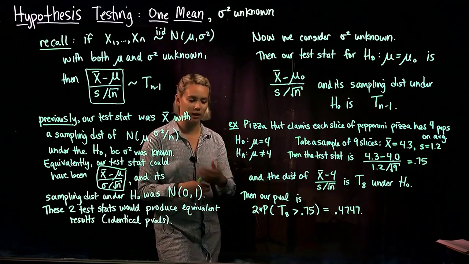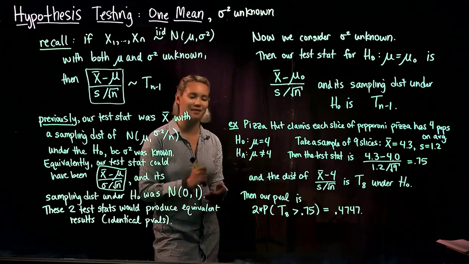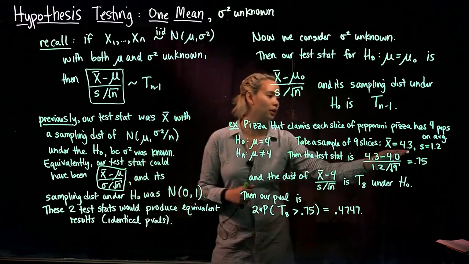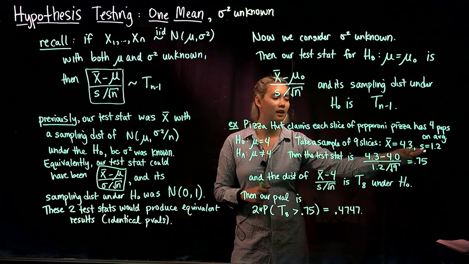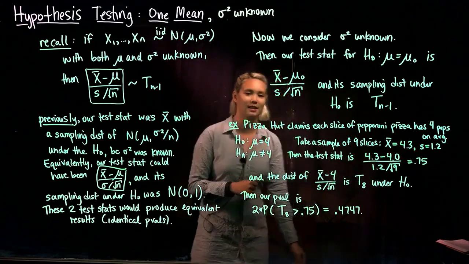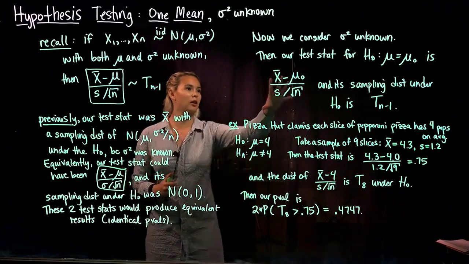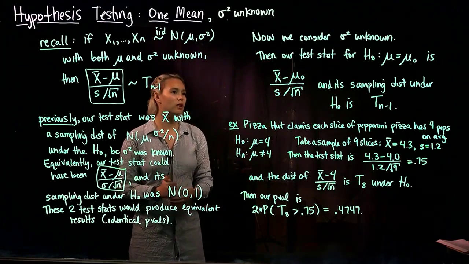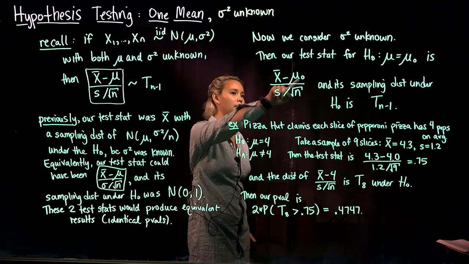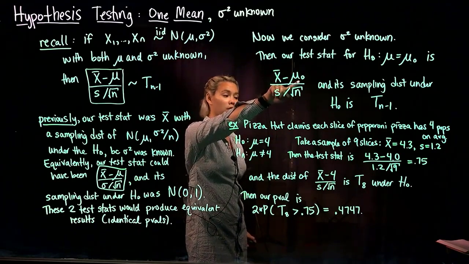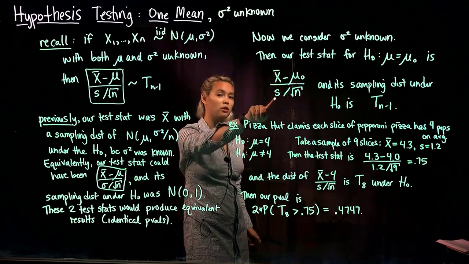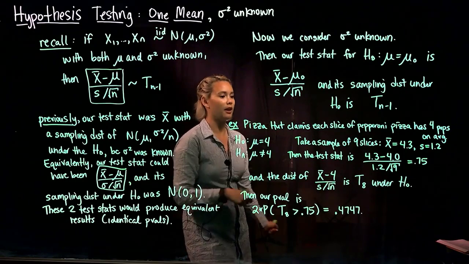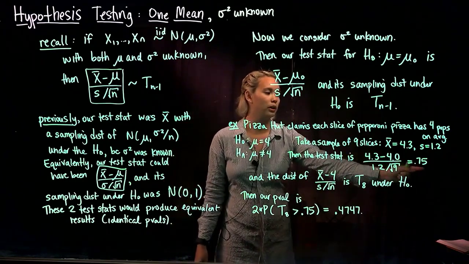So say that you go out and you randomly sample 9 slices of pizza, so n equals 9, and then you calculate x bar, and you find it is 4.3 slices of pepperoni, and our sample standard deviation is 1.2 slices of pepperoni. So then we can go ahead, plug all those numbers into this formula for our test statistic here. So x bar was 4.3, so plug that in. The value of mu under the null hypothesis is 4, so plug that in. S was 1.2, and then n was 9, because we had 9 slices of pizza that we sampled. All right, so our test statistic then is equal to 0.75.